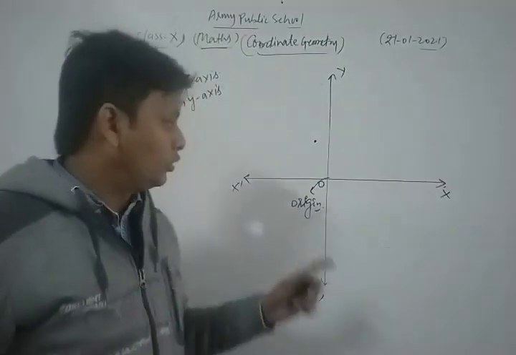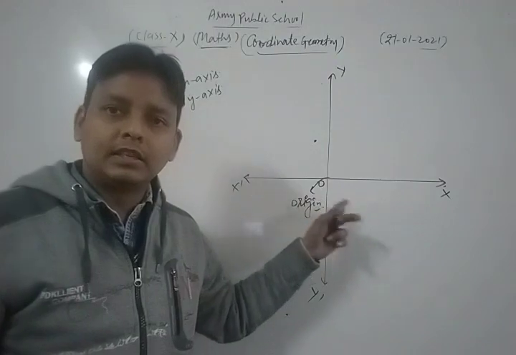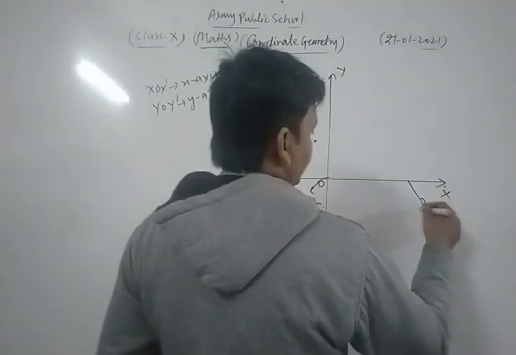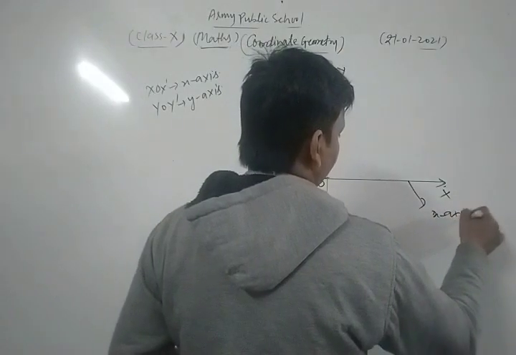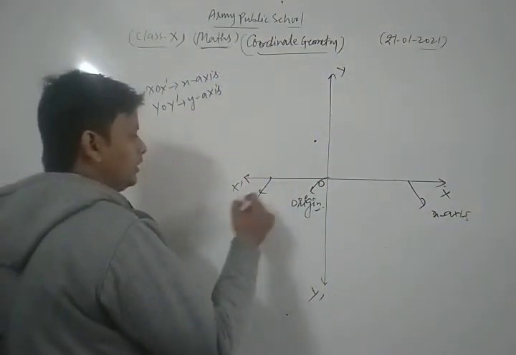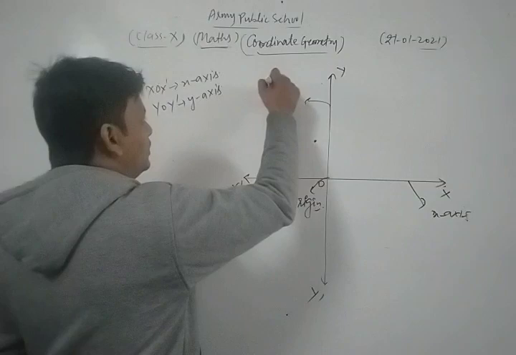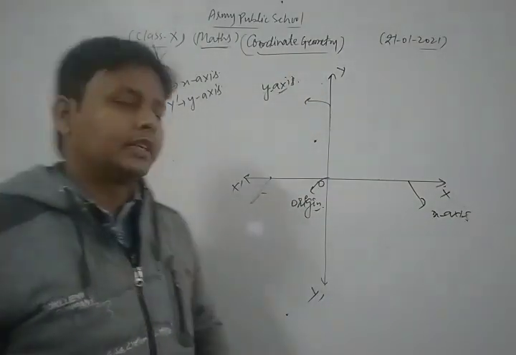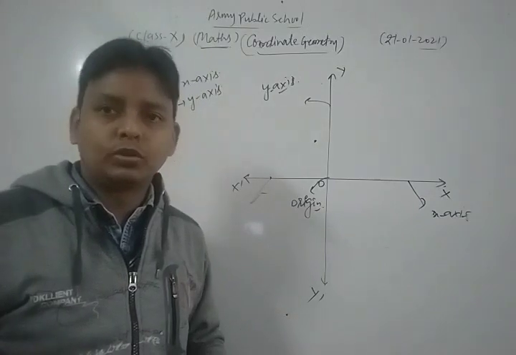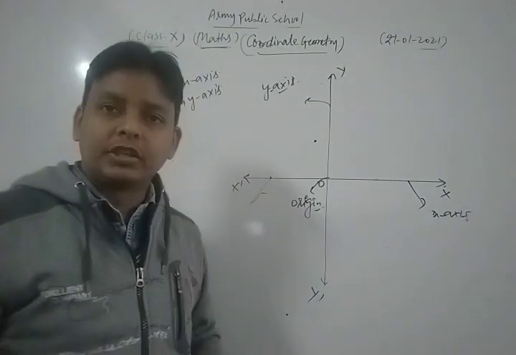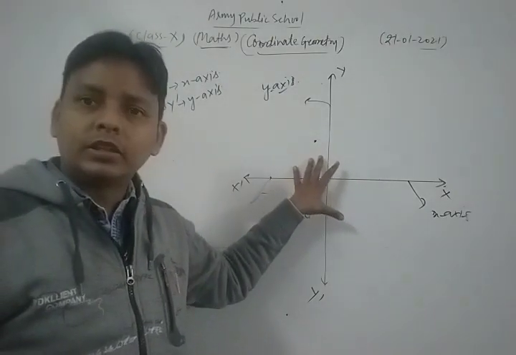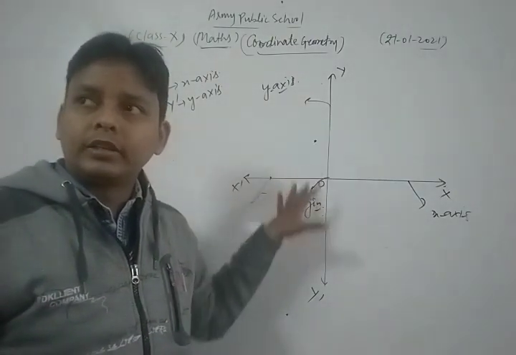So the point of intersection of both axes, this is the x-axis, and this is the y-axis. The point of intersection of both the axes is known as the origin. And in the Cartesian coordinate system, there are four quadrants.